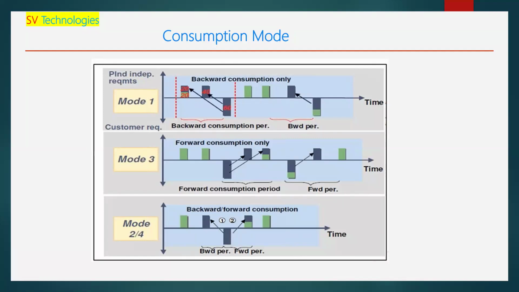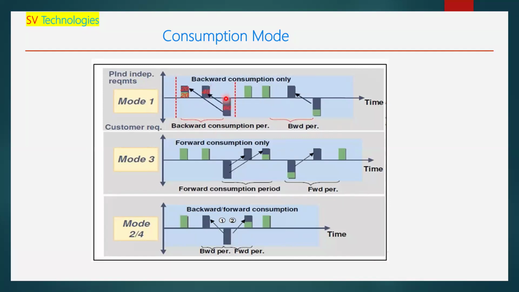Why? Because once you are able to understand this backward forward consumption, during the MRP run, you will be able to understand how the PRs are getting reduced and why they are getting reduced. Do you want me to explain once again, or is this clear to you? Just let me recap this.